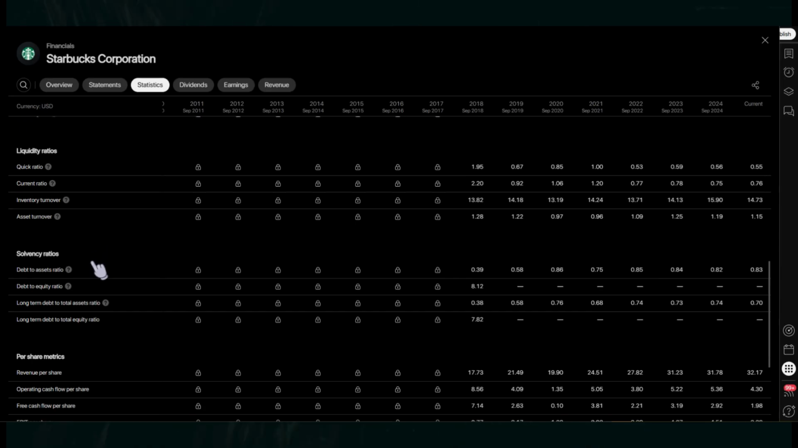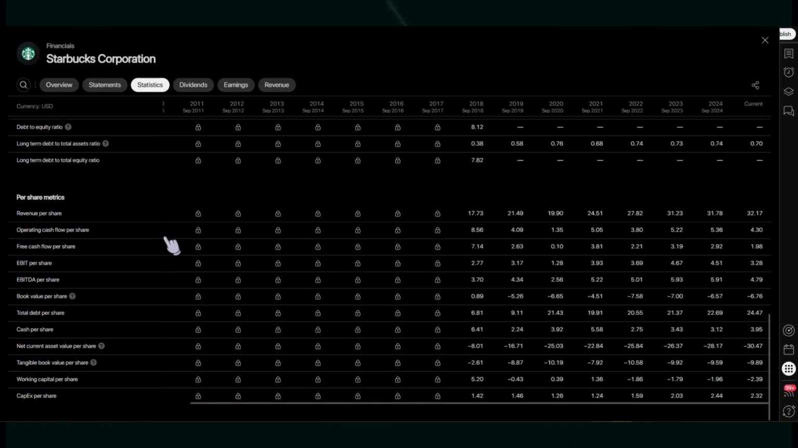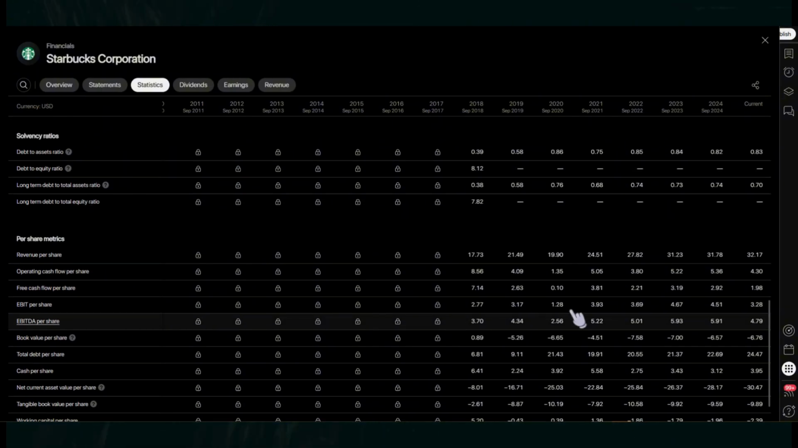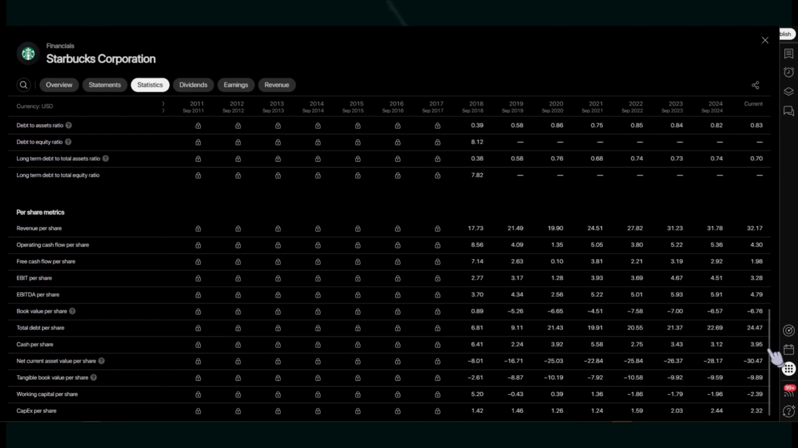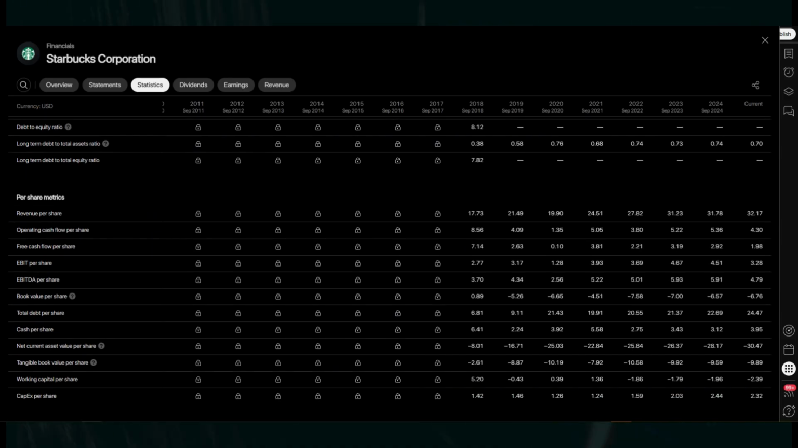Fourth, growth and reinvestment. They're spending on CapEx, turning over inventory quickly, and maintaining strong cash flow per share. That signals they're still growing and managing operations efficiently. So yeah, Starbucks might be pricey, but just like their coffee, people keep coming back for a reason.